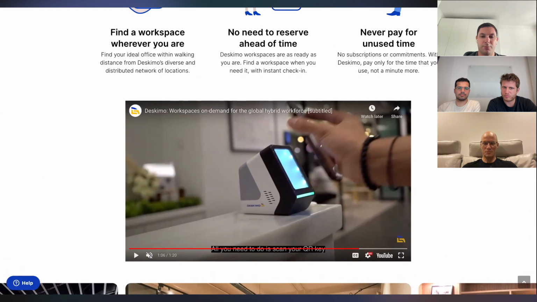Whenever you download the app, you scan your code. You don't have to fill in any paper. You don't have to take out your credit card or anything. We try to create a bit like an Uber or Airbnb experience for fractional workspaces. Right. Sure. Okay. Very cool.